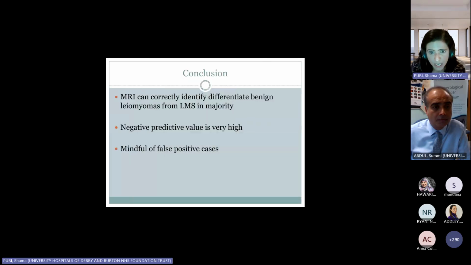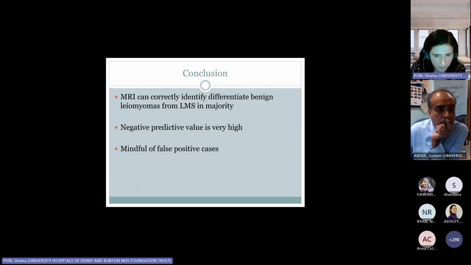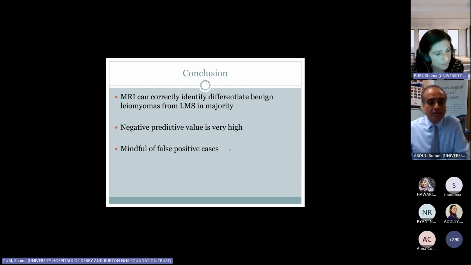So to conclude, I would say that MRI can correctly identify benign leiomyomas from leiomyosarcomas. Negative predictive value, if you systematically review it, is pretty high, close to 100%. However, we can overcall cases, so we can call complex fibroids leiomyosarcoma, so we have to be mindful of that. Thank you very much. That's the end of my talk.